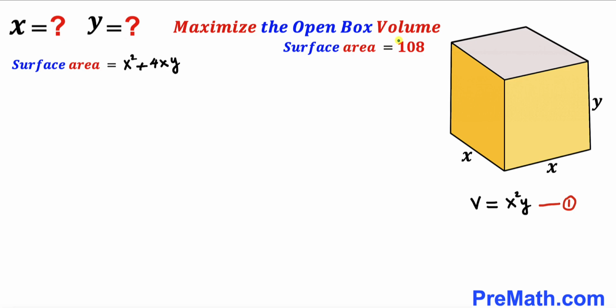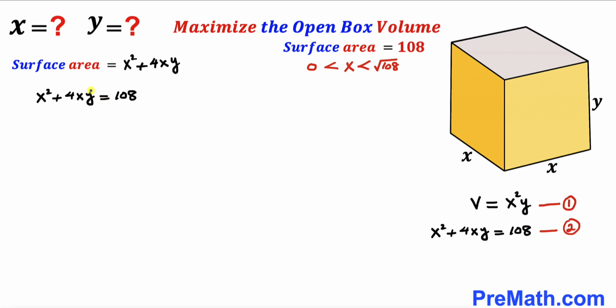And we know our surface area has been given to us as 108. So I'm going to substitute that area value 108 over here. This equation becomes x squared plus 4 times xy equals 108. And bear in mind that x is going to be between 0 and the square root of 108. I'm going to label this equation as our equation number 2.